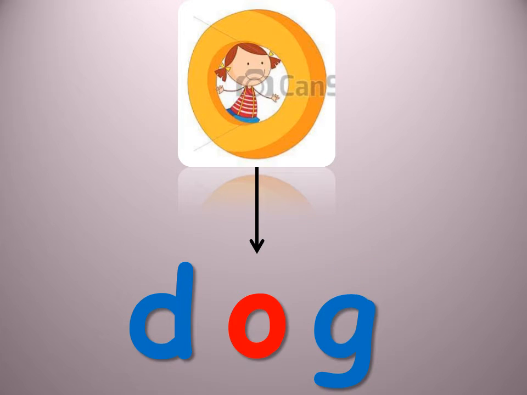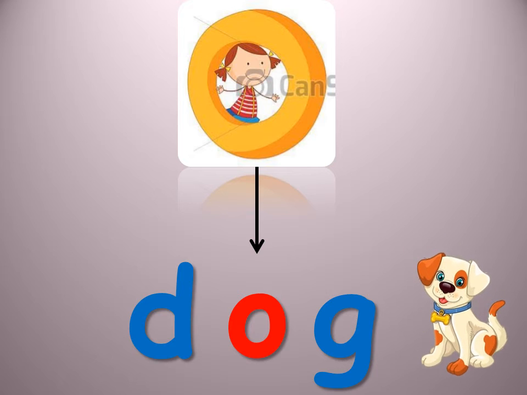And the letter G comes at the end of the word. What is the sound of G? G. G. So let's blend the three sounds to read the word. D, O, G, dog. Dog. Lovely dog.